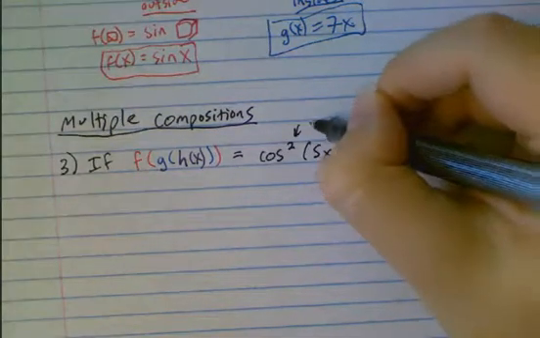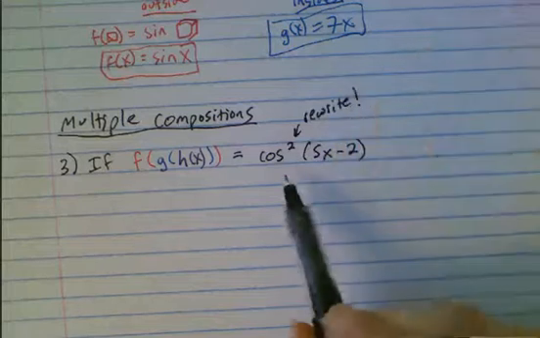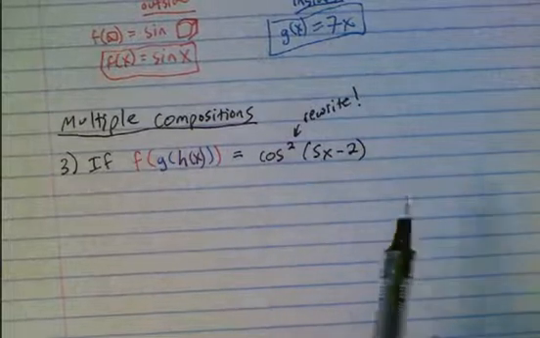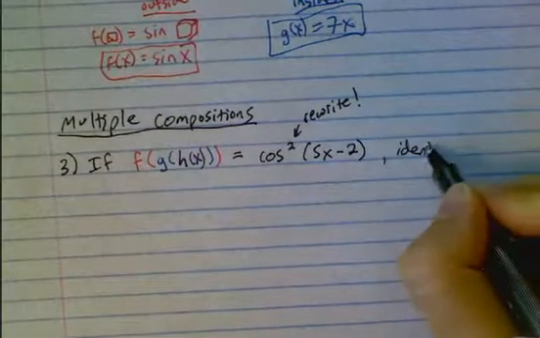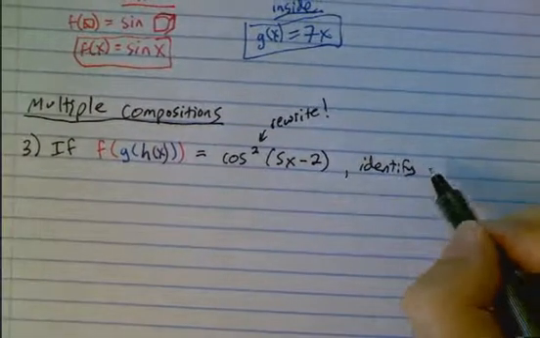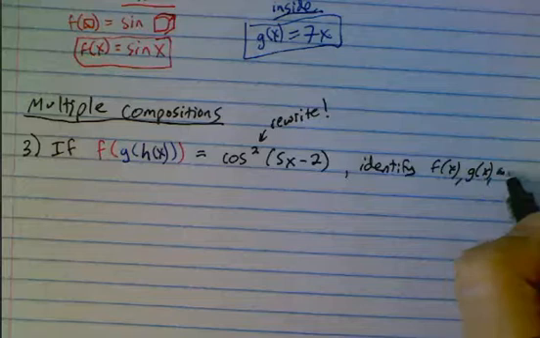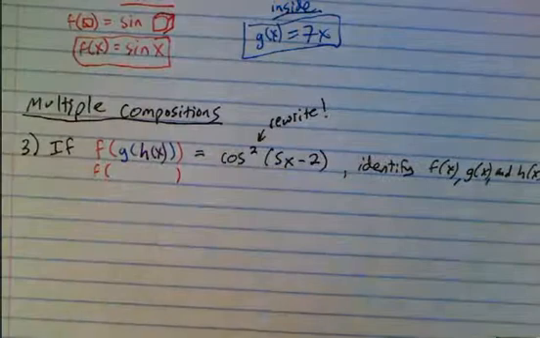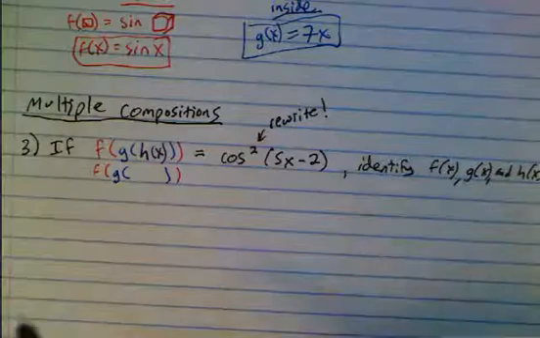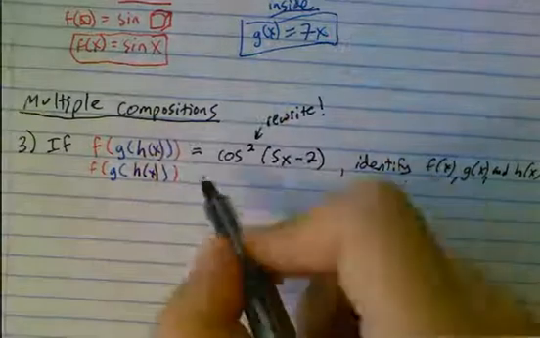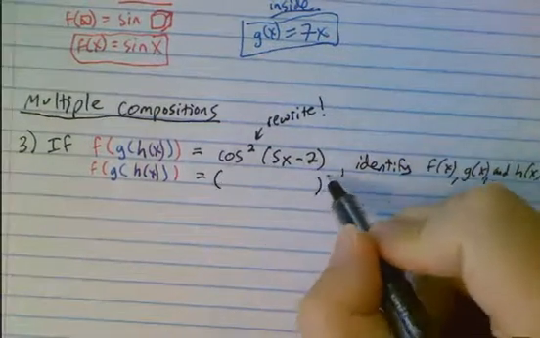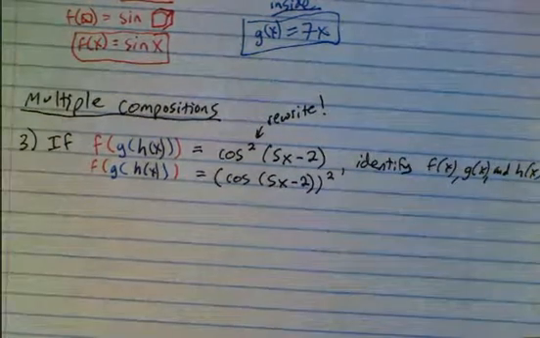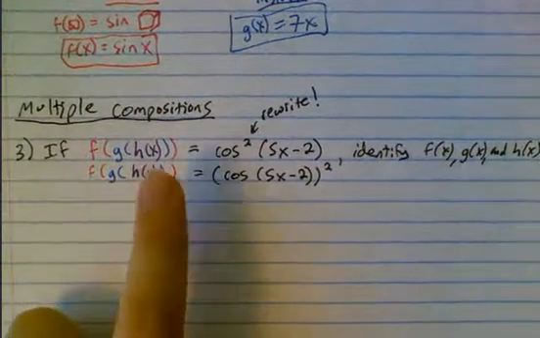Now the first thing to note is that we need to rewrite this. This means cosine squared of 5x minus 2, which is the same thing as cosine of 5x minus 2, that whole thing squared. Our directions are to identify f of x, g of x, and h of x. This is the same thing as writing f of g of h of x equals cosine 5x minus 2 whole thing squared. So we're going to have 3 different functions to pick out.